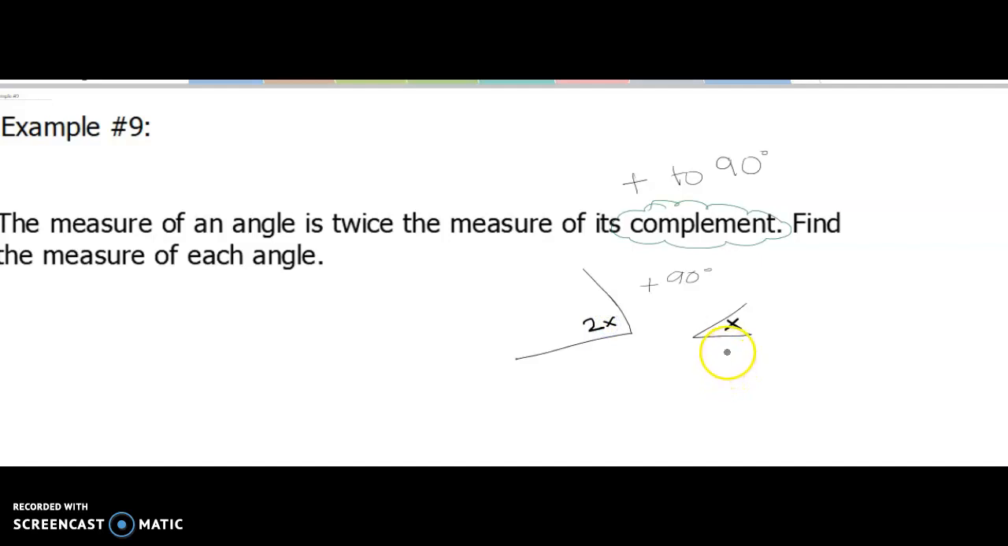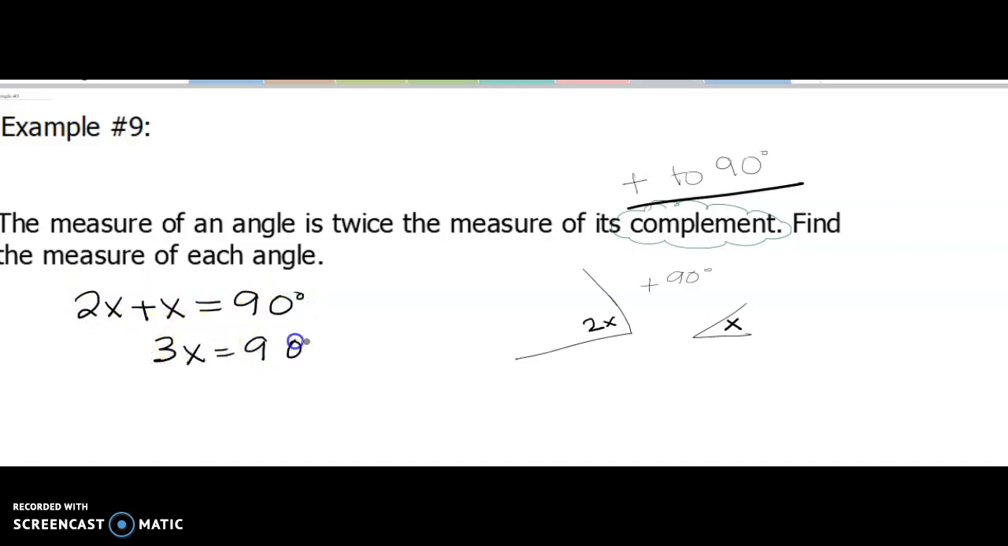Okay, so if I set up an equation, I know these 2 angles have to add to 90 degrees. So 2x plus x equals 90 degrees. 3x equals 90. Divide by 3. That means x equals 60. You are not done. And the reason you're not done is because here is what we're supposed to answer. Find the measure of each angle.